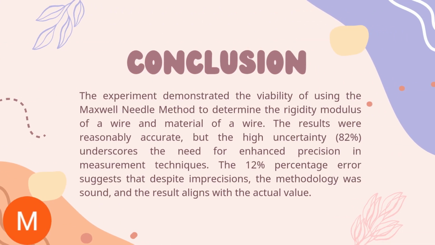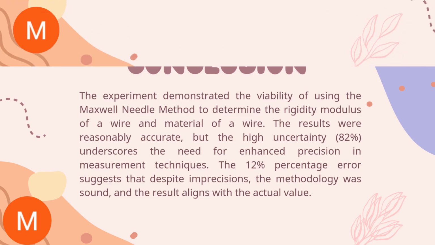And the conclusion for the experiment is that the experiment demonstrated the viability of using the Maxwell-Lepetit method to determine the rigidity modulus of a wire and the material of the wire. The result was reasonably accurate, but the high uncertainty of 82% underscores the need for enhanced precision in measurement technique. The 12% percentage error suggests that despite imprecision, the material was sound and the result aligned with the actual value.